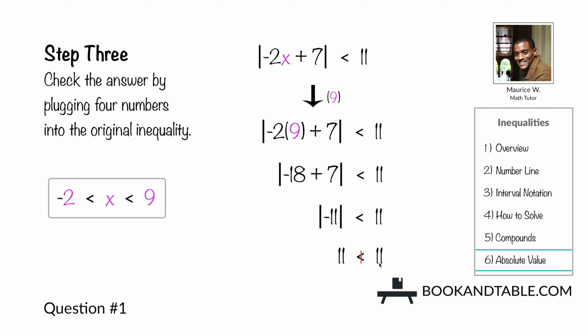And then we want to plug in positive 9 for x, giving us negative 2 times 9, which is negative 18. Negative 18 plus 7 is negative 11. And the absolute value of negative 11 is positive 11, giving us the false statement, 11 is less than 11. So after plugging in those 4 numbers, we see this is the correct inequality. Negative 2 is less than x, which is less than 9.